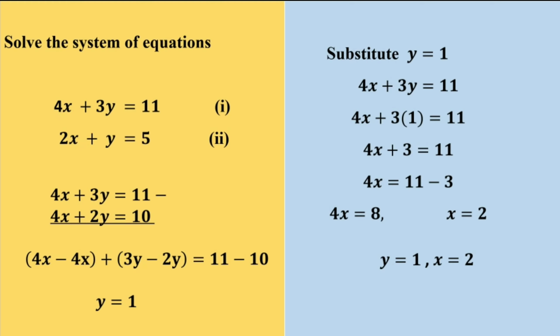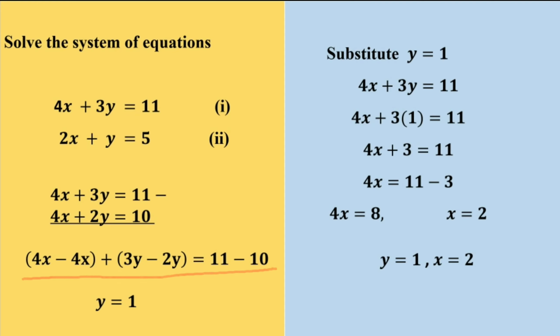However, we can rearrange this equation by multiplying both sides of the second equation by 2. Then the second equation will become 4x plus 2y is equal to 10. Now we have a third equation, obtained by multiplying the second equation by 2, that is 4x plus 2y is equal to 10. So we have these two equations: 4x plus 3y is equal to 11, and 4x plus 2y is equal to 10. Now we can subtract the new equation 3 from equation number 1.